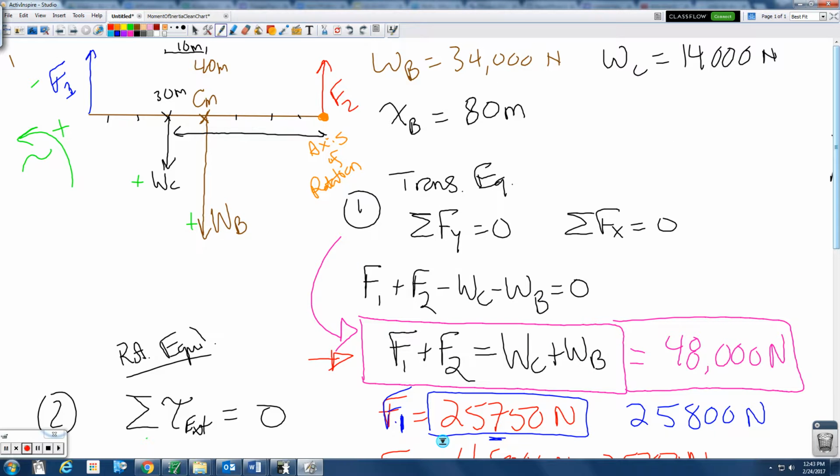So quick review. How did we do that? We drew a picture. That was a very good idea for us to see what's going on and see where our measurements are, the length of the bridge, halfway point where the center of mass is, where's the car.